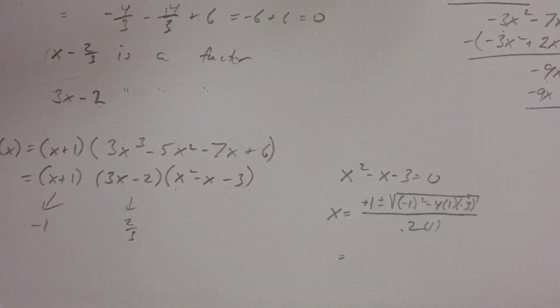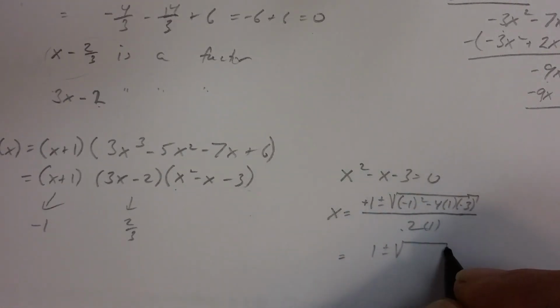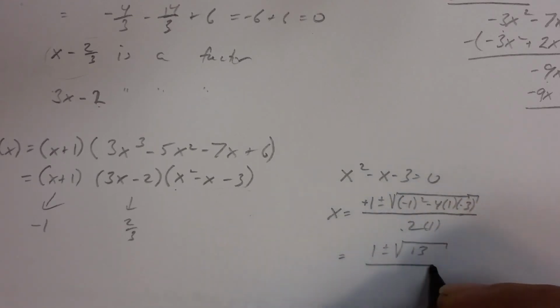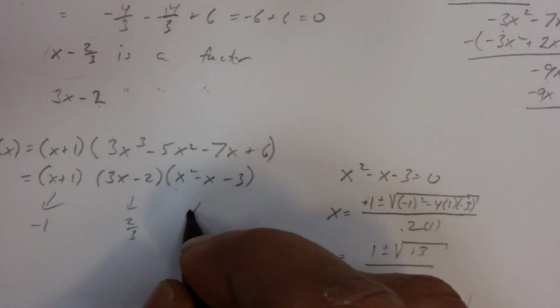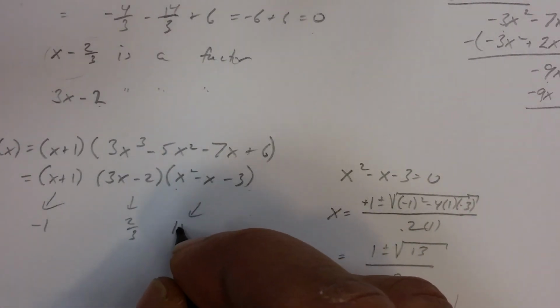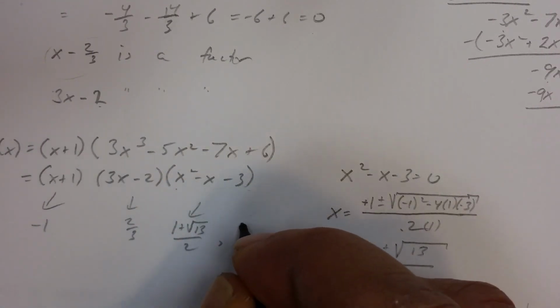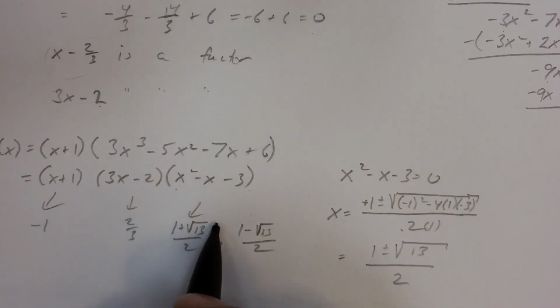And that equals 1 plus or minus, let's see what's under the square root sign. So that's 1 plus 12, that's 13, all over 2. So we have two more zeros, which are 1 plus root 13 over 2 and 1 minus root 13 over 2. These are the four zeros.